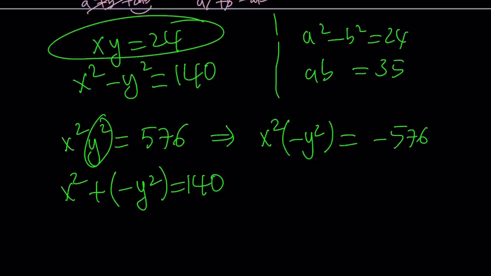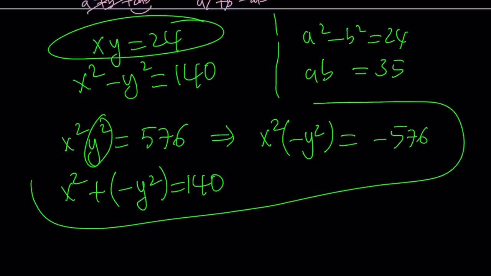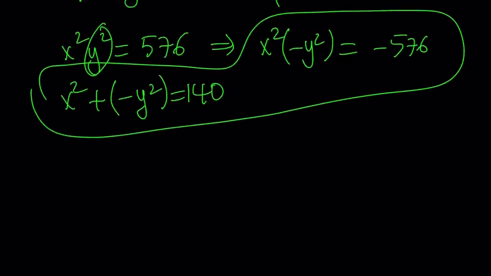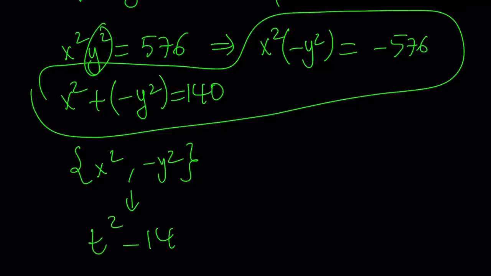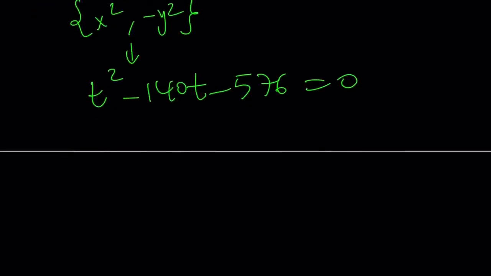Now, these two basically give me the sum and the product of the roots. So by using Vieta's formulas, by the way, I have a lecture video on it. I'll share the link down below. So we can go ahead and write the following. If we have an equation whose roots are x squared and negative y squared, then that equation is going to look like this. T squared minus 140t minus 576 equals 0. So that's by Vieta's formulas. We know the sum and the product.